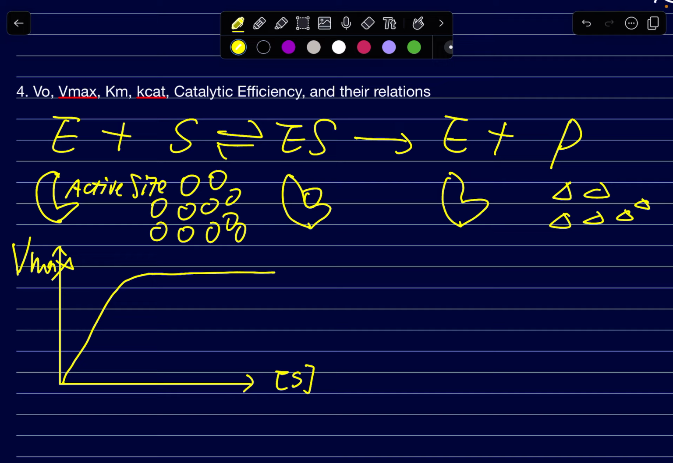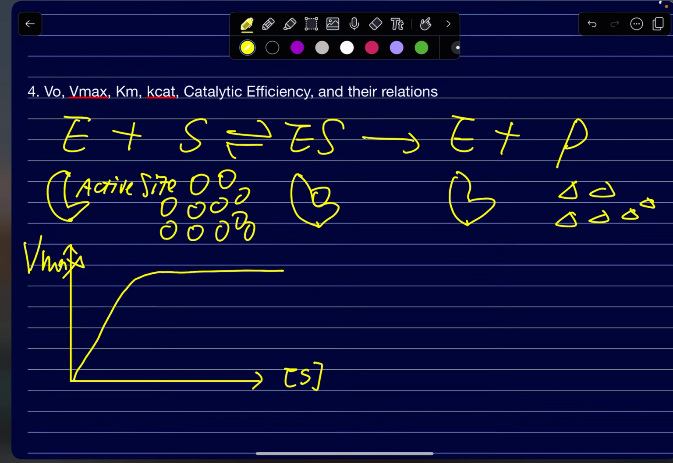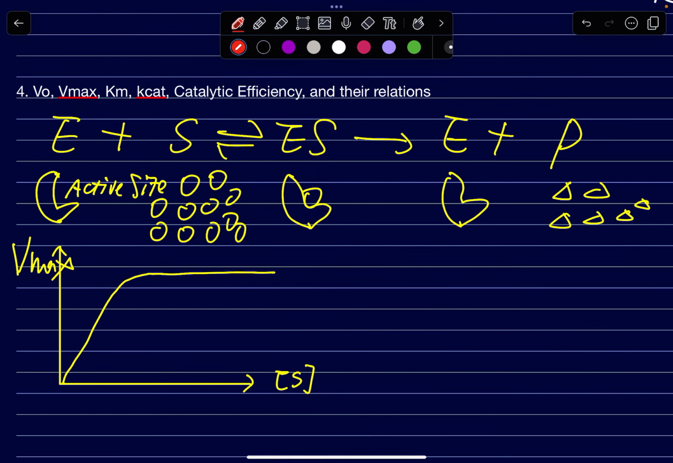And then there's a concept called half Vmax. Let's say Vmax here is 10, so half Vmax is 5 here.